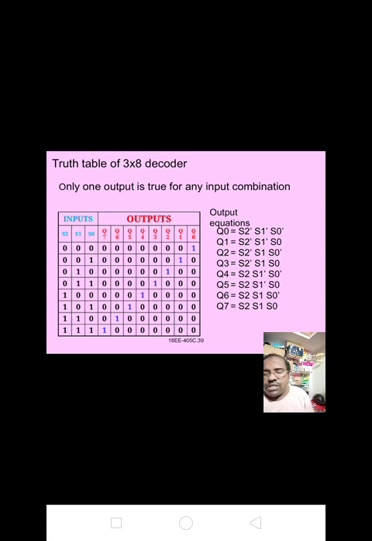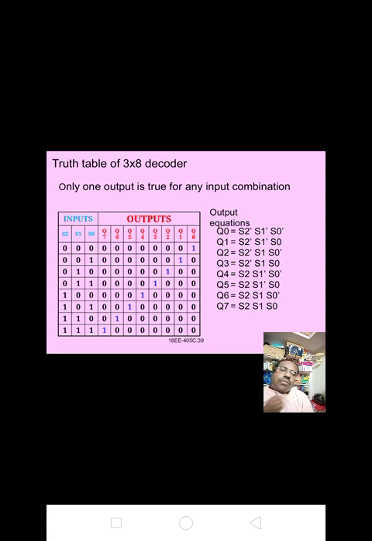Inputs are from 0 to 7, that is 2 power 3 inputs for 3 input variables, that is 8 inputs: 0 0 0, 0 0 1, 0 1 0, 0 1 1, 1 0 0, 1 0 1, 1 1 0, 1 1 1. Okay, for 0 0 0 it is Q0, for 0 0 1 Q1, for 0 1 0 Q2, for 0 1 1 Q3, for 1 0 0 Q4, 1 0 1 Q5, 1 1 0 Q6, 1 1 1 Q7.